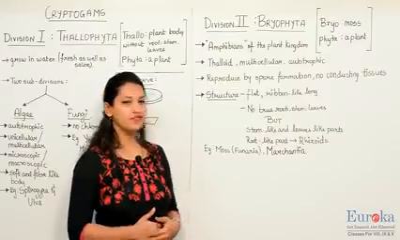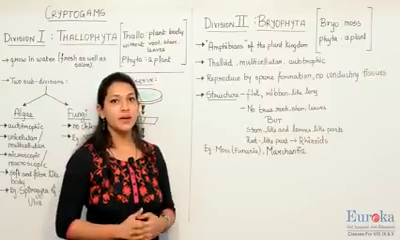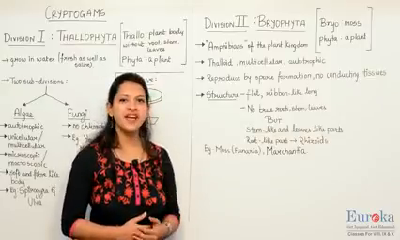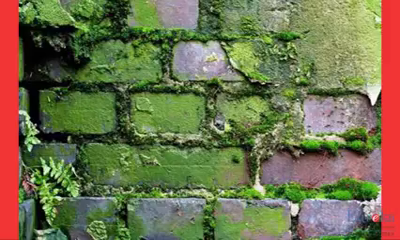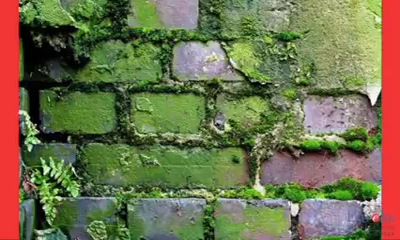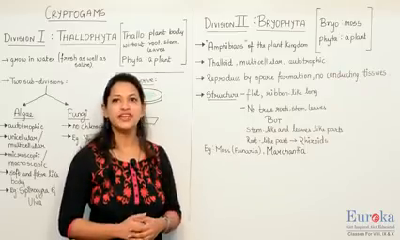The second division of cryptogams is Bryophyta. What is the meaning of Bryophyta? Bryo meaning moss and phyta meaning a plant. You all must have noticed some green lush in the monsoon season on the rocks and the walls. What are these? These are nothing but the plants belonging to the Bryophyta division.